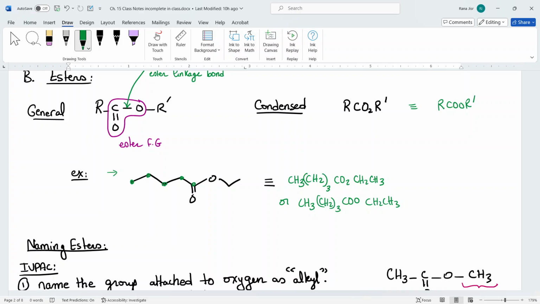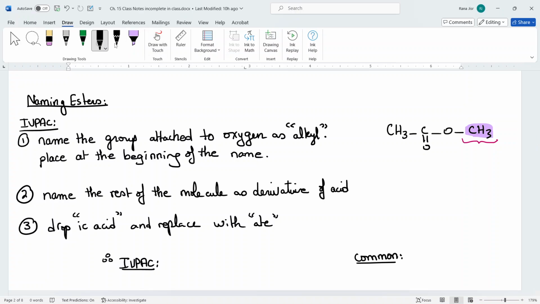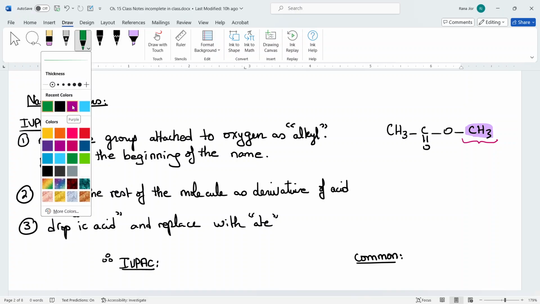Whenever you want to name the ester, you always have to name the part that is connected to the oxygen first. Always. For this example, this is going to be a methyl group. So that is going to be a methyl.